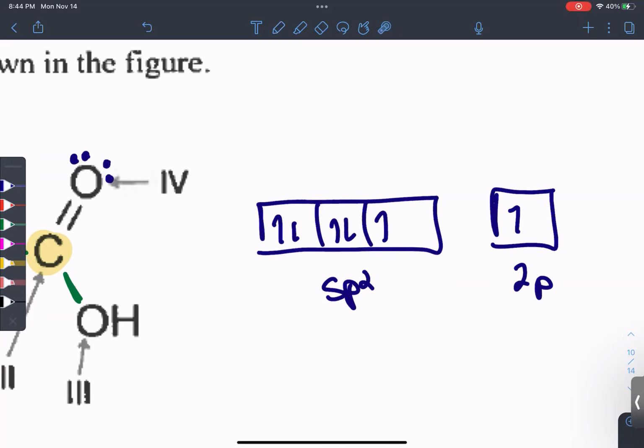Sigma interactions come from hybrid orbitals. How many sigma interactions can I make here? 1. How many sigma interactions does that oxygen make? 1. How many lone pairs does it have? How many lone pairs are here? 2. How many pi interactions can this oxygen make? 1. How many pi interactions are on that oxygen? 1.